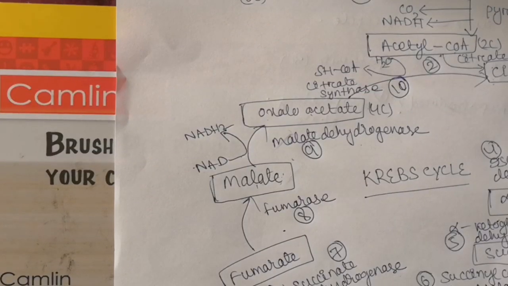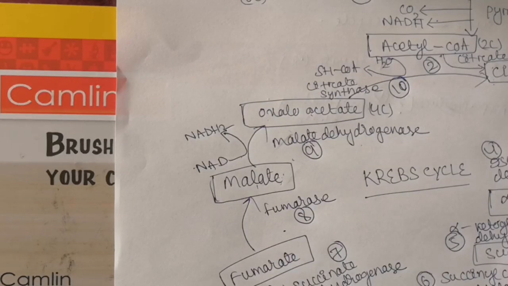What are the results of the Krebs cycle? Through each cycle of the Krebs cycle, the following products will be generated, like 3 NADH.